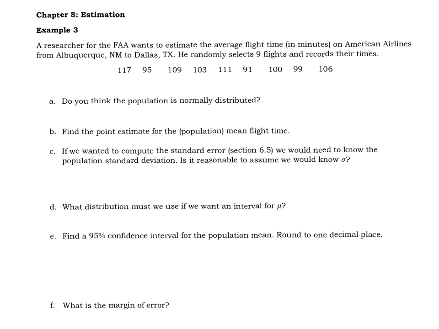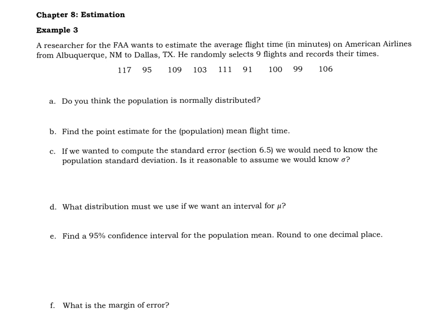All right, so let's take a look at our first example where we actually are finding a confidence interval with a mean based on some data. A researcher for the FAA wants to estimate the average flight time in minutes on a flight from Albuquerque to Dallas. He randomly selects 9 flights and records their times, and you can see them listed there.